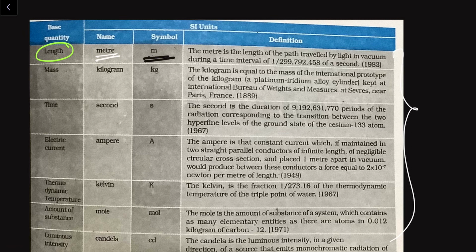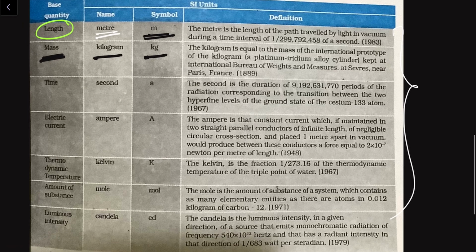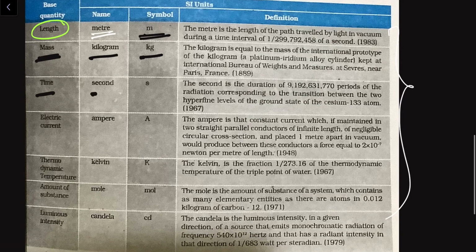And in case of mass, the second type of quantity, the SI unit is kilogram. These are all given in SI units, and the short form is kg, small k, small g. And the third one is time. In case of time, the unit is second and the short form is small s.